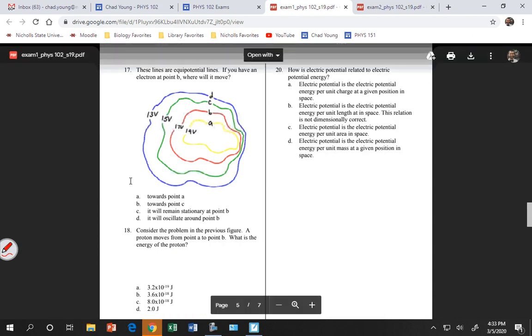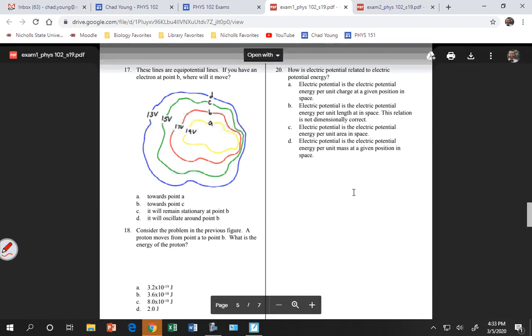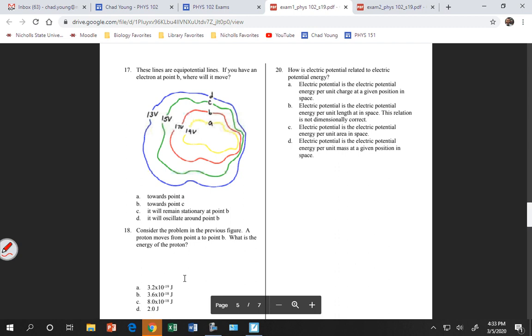Probably see a question something like number 17 and 18, sort of as a series of questions. Number 18 was a lot like the one that we did before, where if you want to know the energy of the proton, it's equal to Q times delta V. And you just have to figure out what delta V is. Delta V, if I'm moving from point A to point B, then my delta V is 2 volts. There's a 2 volt potential difference between those two equal potential lines.